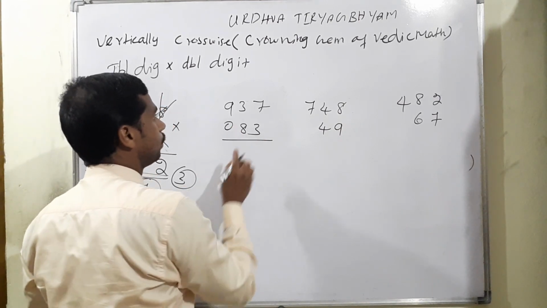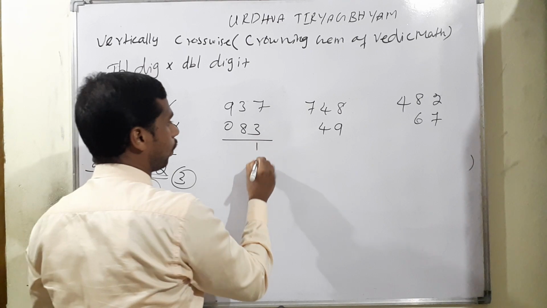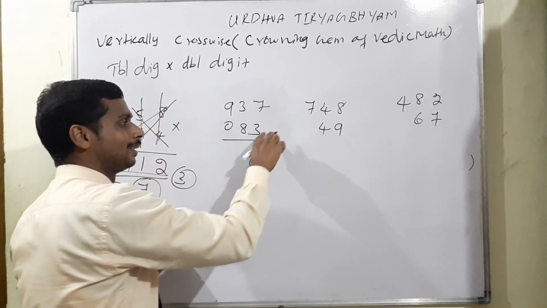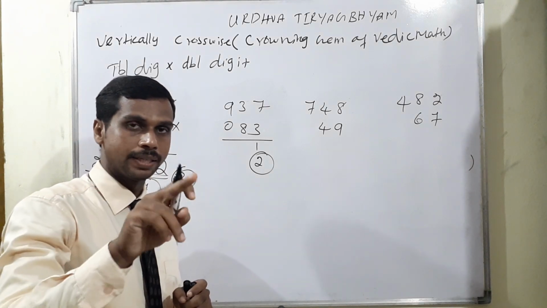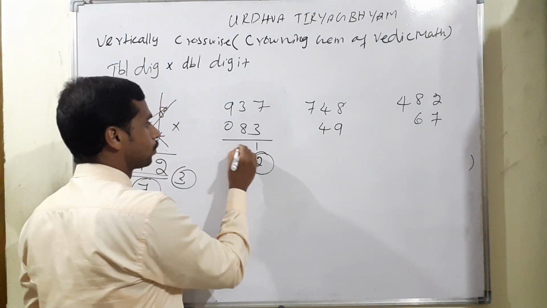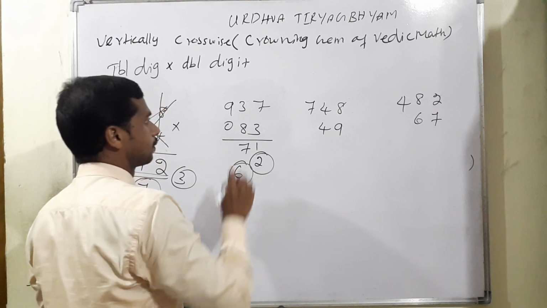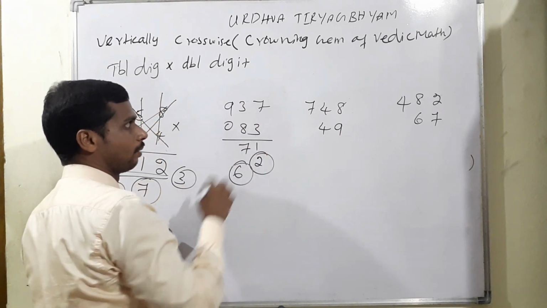Next one, take a 0. So, 7 3s are 21. 1, 2 carry. 3 3s are 9. 7 8s are 56. 56 plus 9 is equal to 65. 65 plus 2 is equal to 67. Now 6. Next one, 9 3s are 27.